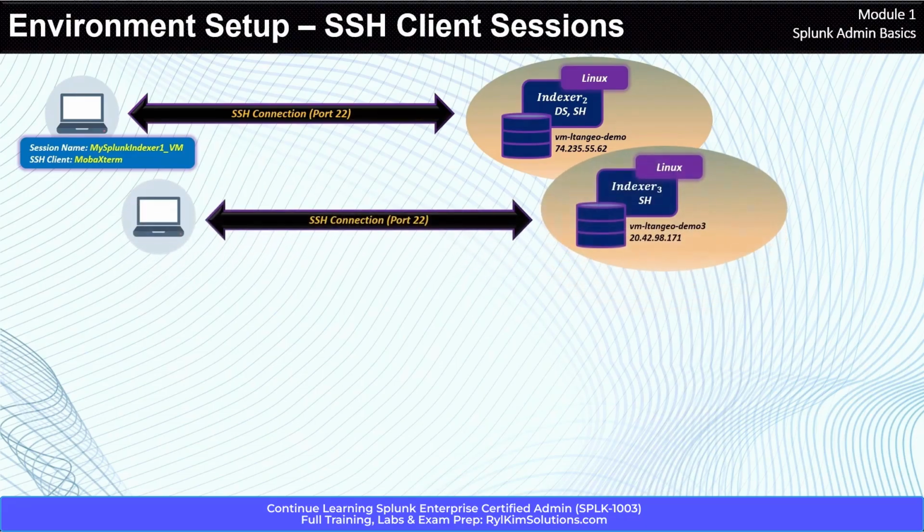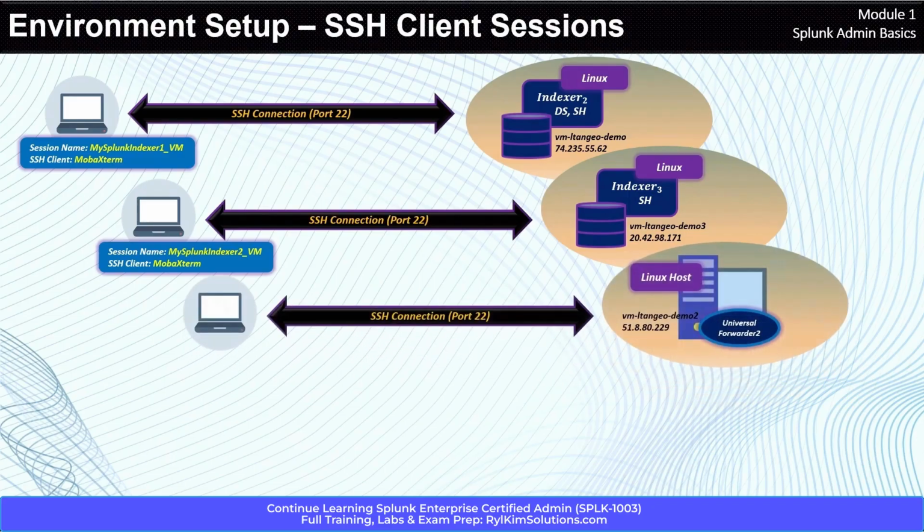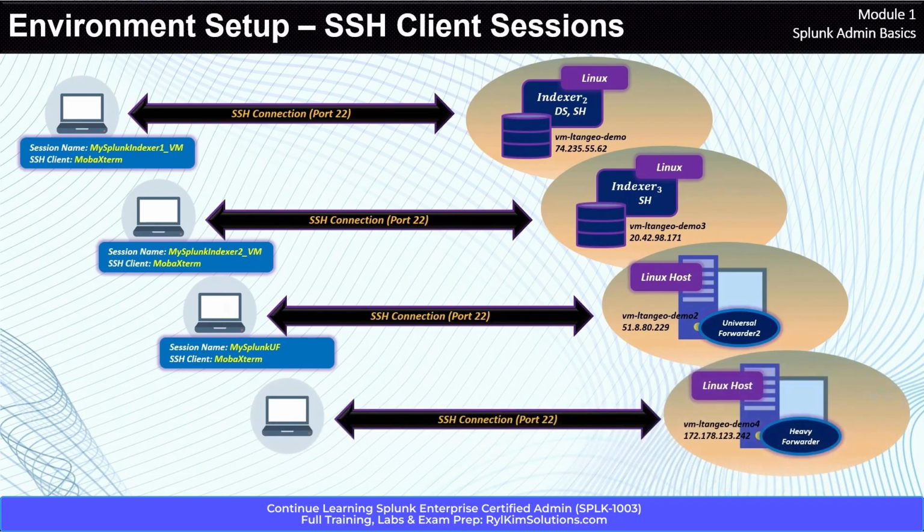We are going to do the same thing for our second indexer. This time we are going to call the session mysplunk-indexer2_VM. I'm going to show you the screenshot of that during the demonstrations. And then of course, as we've said, our SSH client is MobaXterm. For our second universal forwarder, which is on Linux, we're going to establish a connection too. We just call that mysplunk universal forwarder. And then the final one is our heavy forwarder, which we are just going to call mysplunk heavy forwarder.